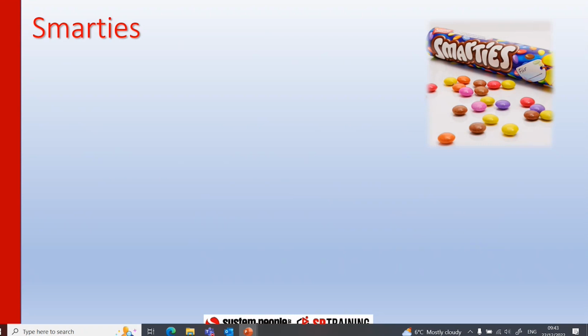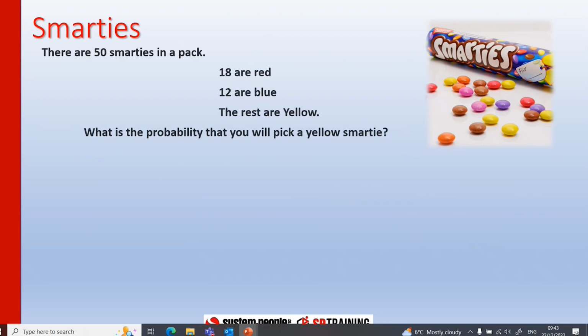A tube of Smarties. Now, for the sake of argument, we're just going to have a tube of Smarties with 50 Smarties in the pack. 18 are red, 12 are blue, the rest are yellow. What is the probability that you will pick out a yellow Smartie?